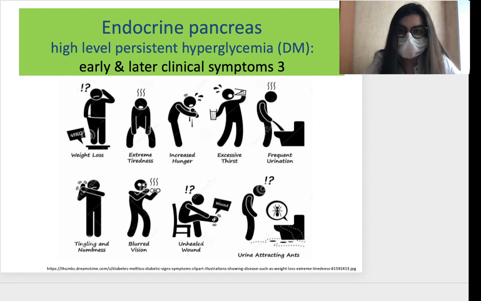Okay, one more time by this picture, let's remind early symptoms of diabetes mellitus. Weight loss for type 1, for type 2 it is weight gain. It is extreme tiredness, increased hunger, excessive thirst, frequent urination, tingling and numbness, blurred vision, unhealed wounds, and urine attracting ants.